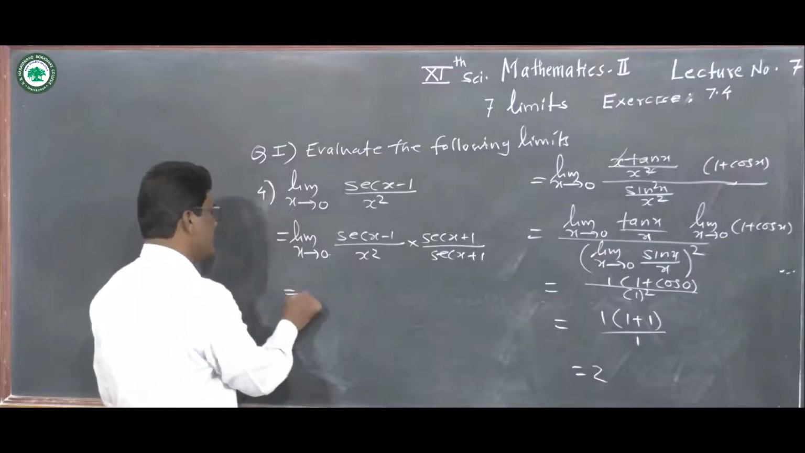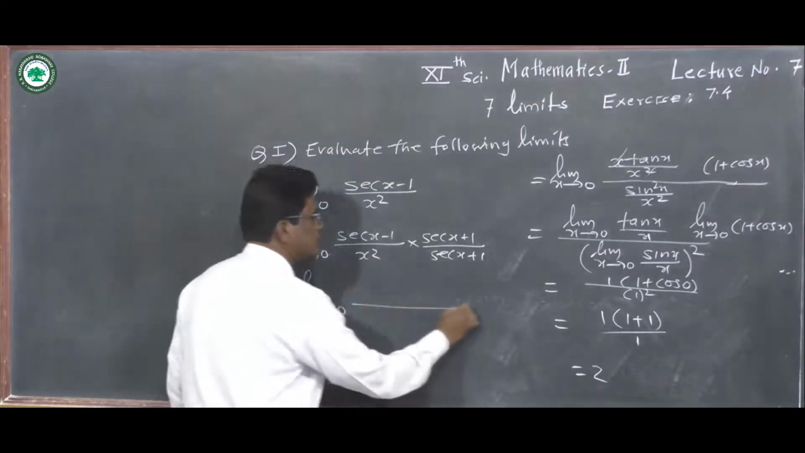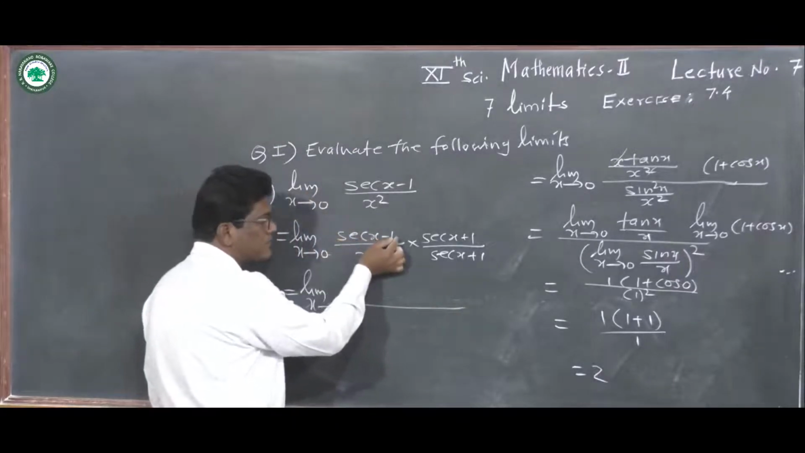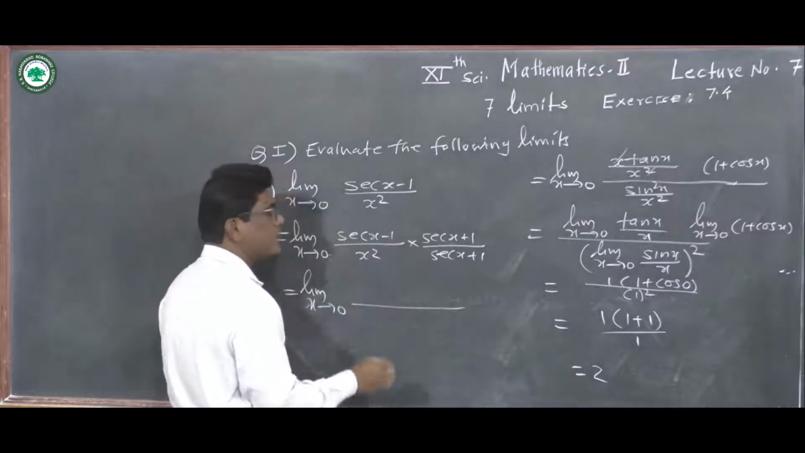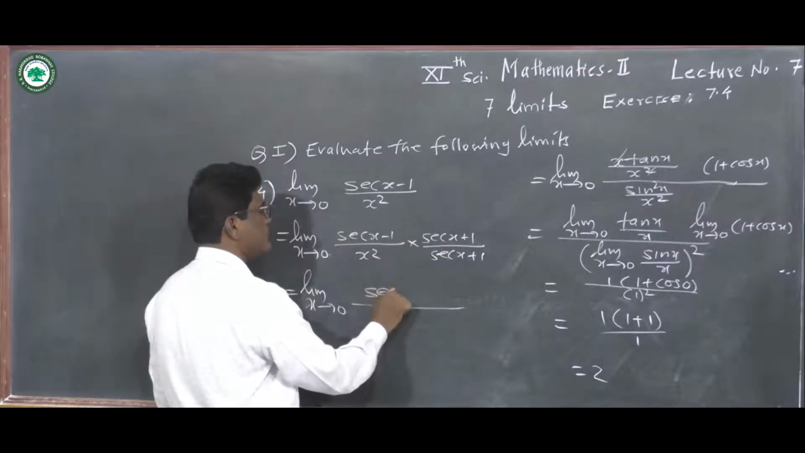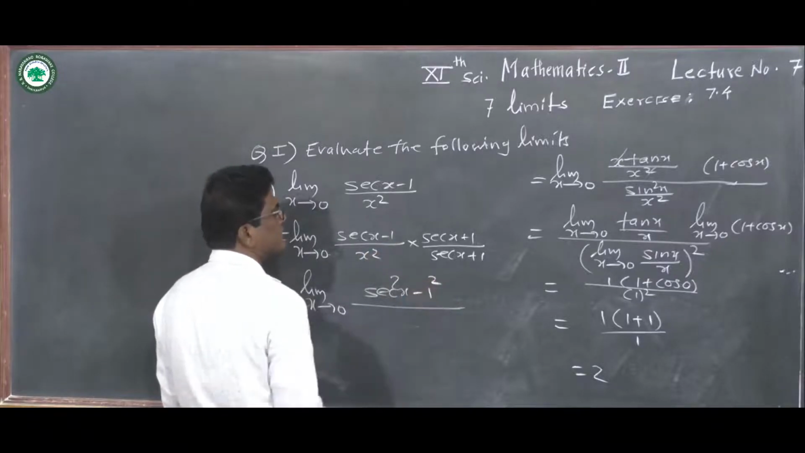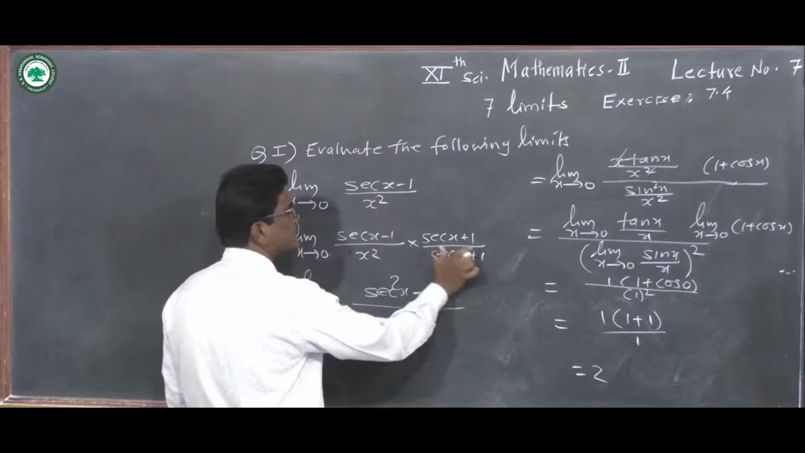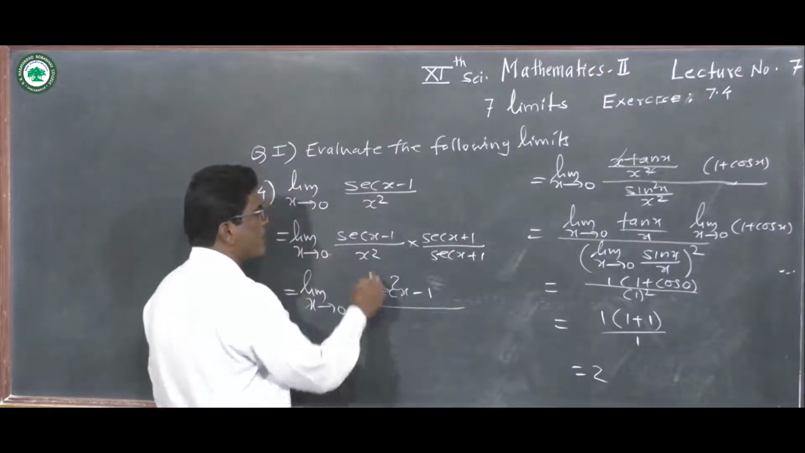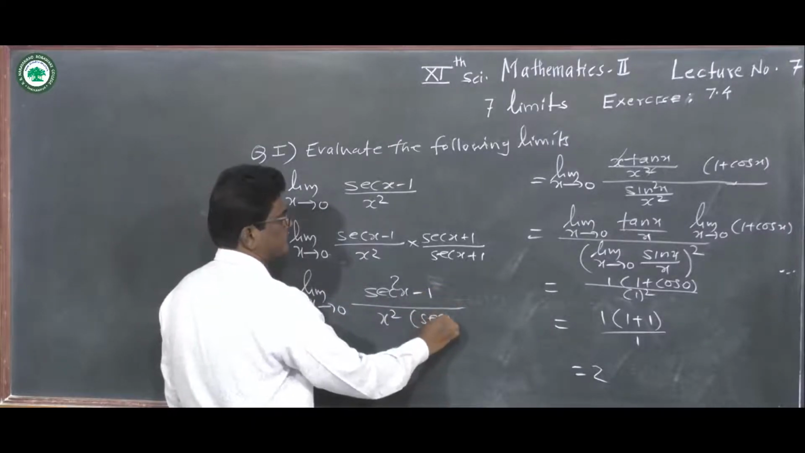And so it is equal to the limit as x tends to 0. Now in the numerator use the formula (a minus b)(a plus b) is equal to a square minus b square. Here a means sec x, so sec square x minus b square, b means 1, and 1 square is 1, so there is no need to write 1 square, write only 1. So sec square x minus 1 upon x square into (sec x plus 1).